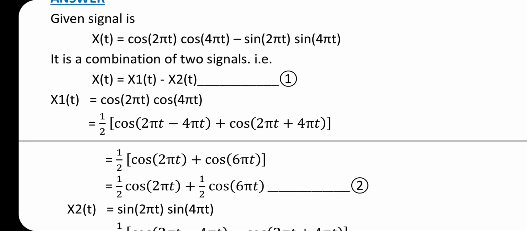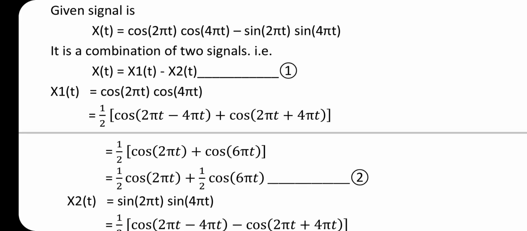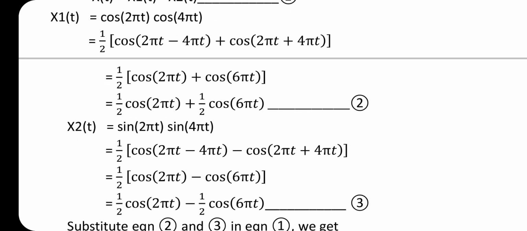The given signal is x of t equals cos 2 pi t into cos 4 pi t minus sin 2 pi t into sin 4 pi t. It is a combination of two signals, that is, x of t equals x1 of t minus x2 of t, where x1 of t equals cos 2 pi t into cos 4 pi t. We know that cos a cos b equals 1 by 2 [cos(a minus b) plus cos(a plus b)]. That is, 1 by 2 into [cos(2 pi t minus 4 pi t) plus cos(2 pi t plus 4 pi t)], which equals 1 by 2 [cos 2 pi t plus cos 6 pi t], which equals 1 by 2 cos 2 pi t plus 1 by 2 cos 6 pi t.